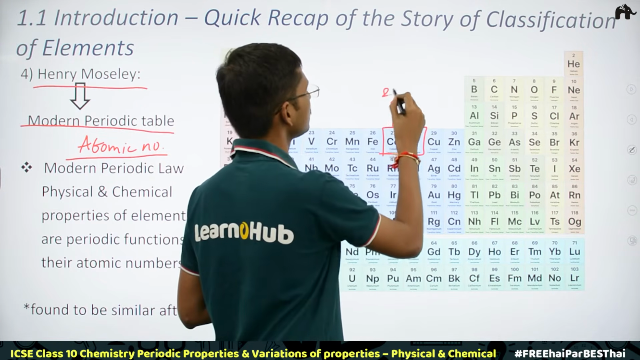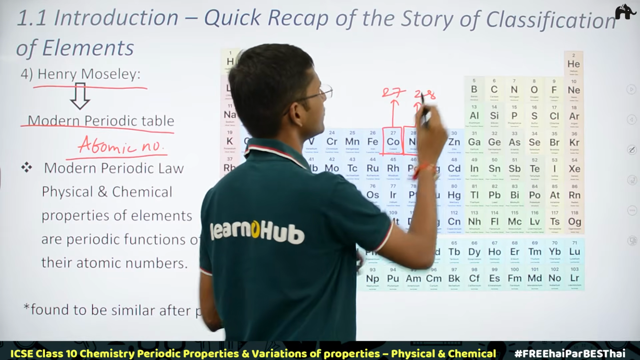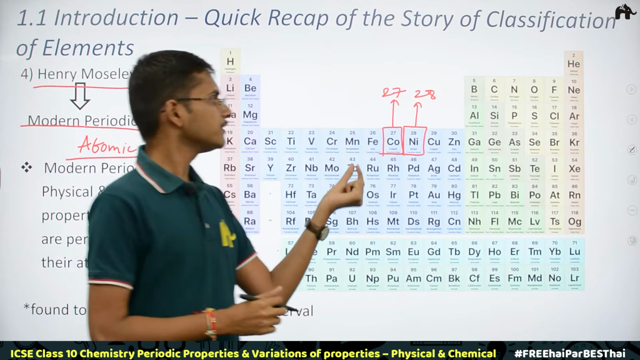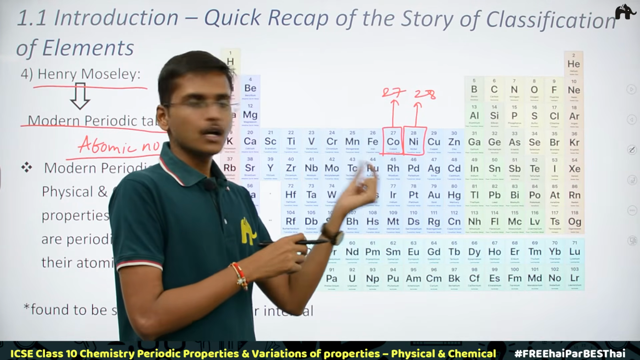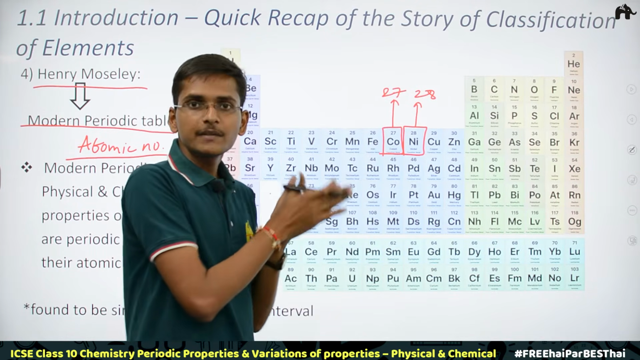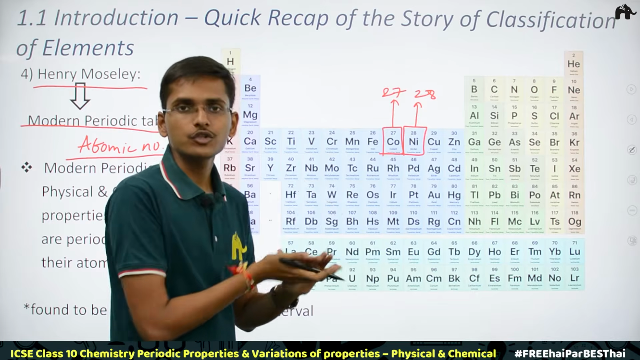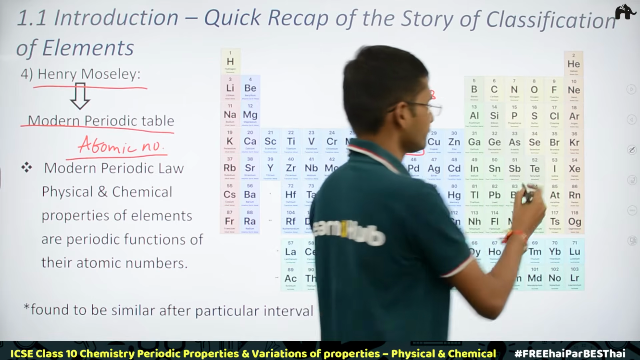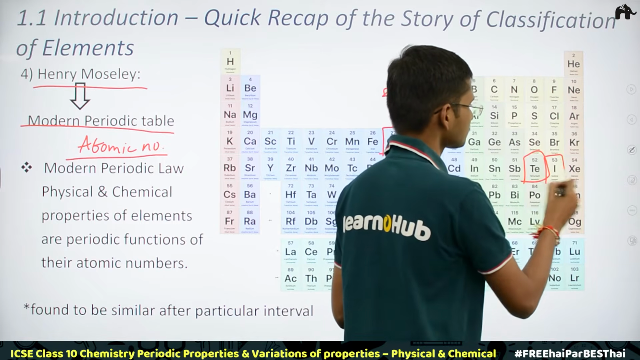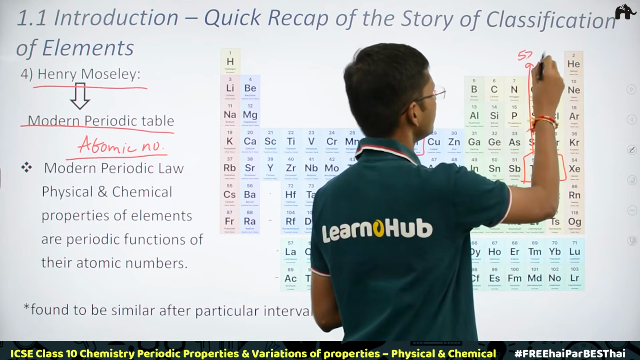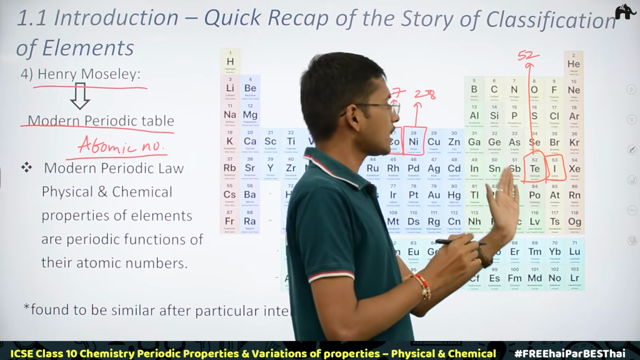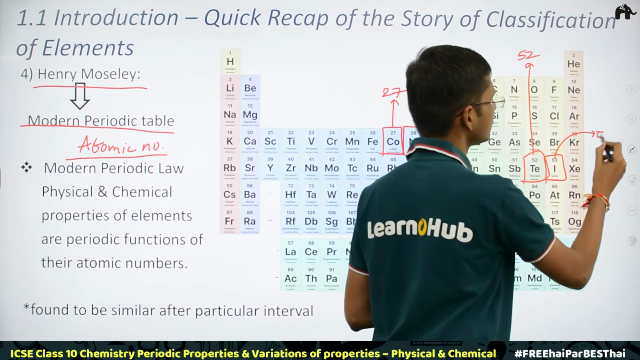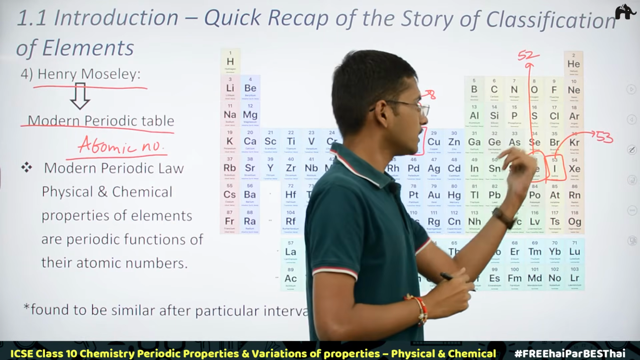Because cobalt has atomic number 27 and nickel has atomic number 28, we are absolutely following the increasing order of atomic number, and we are placing cobalt and nickel along with the respective elements which have similar properties to those of cobalt and nickel. In the same way, tellurium and iodine come here, and tellurium is placed very conveniently before iodine, because tellurium has atomic number 52 and iodine has atomic number 53. So absolutely it would be before iodine.